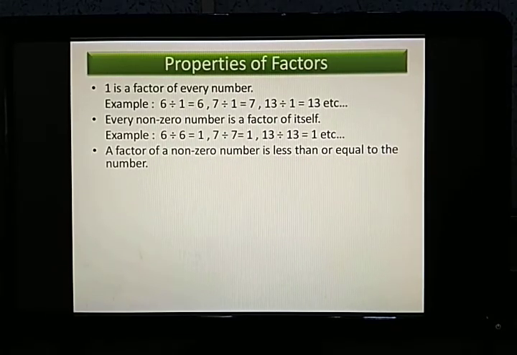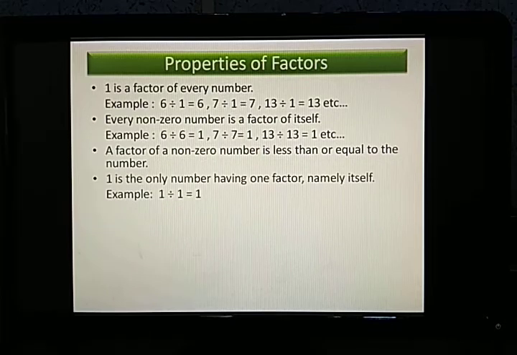There is no such factor 5 for 4. Say if you are asked to find out the factors of 4, then we will not get any factor which will be greater than 4. Is 5 a factor of 4? No. The highest factor of 4 is 4 itself, and other factors will be less than 4. Clear? Now moving to the next property. 1 is the only number having one factor, namely itself. Yes, obviously, if you are asked to find out the factors of 1, it is 1 itself. No other factors are there. Only one factor is there, and that is 1 itself.